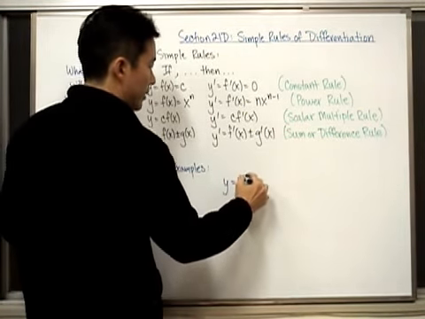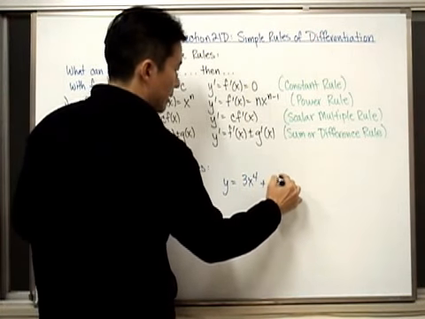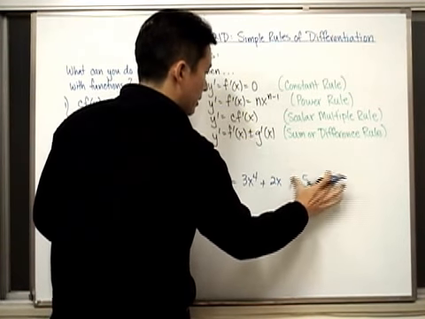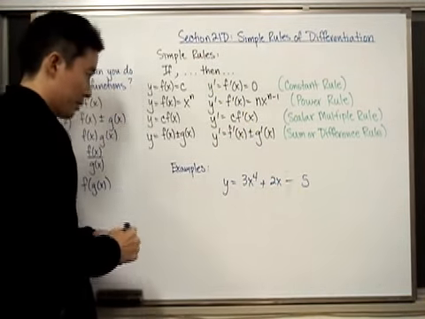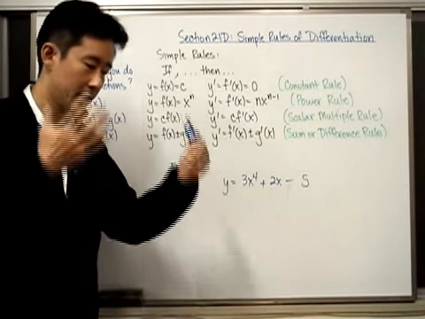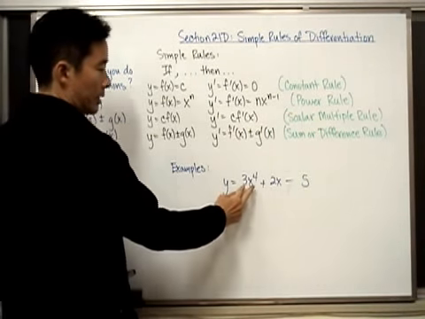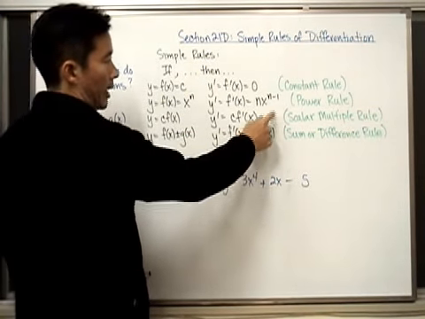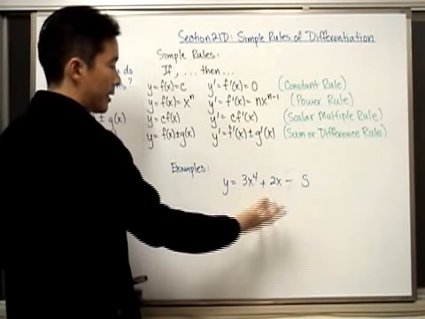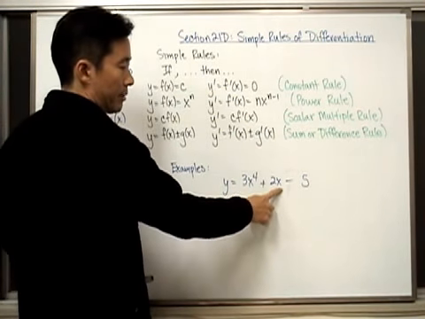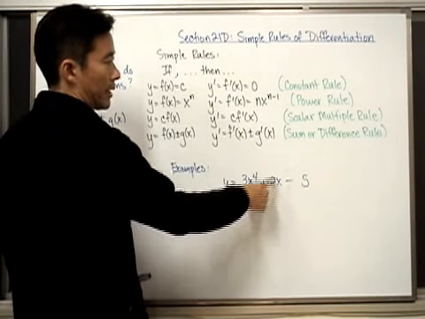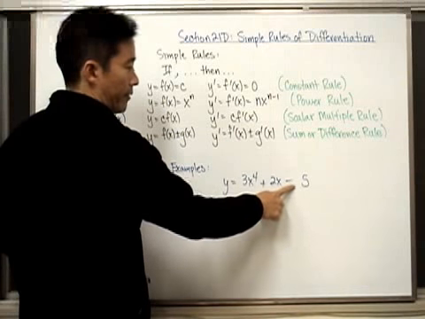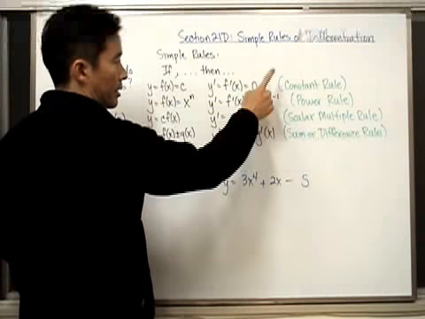So let's just say that this is going to be 3x to the fourth plus 2x to the first plus 5. Let's put a minus in there as well, just to make it a little bit more interesting. So what is the derivative of this? Again, first thing, this is how you should look at this. I need to take a look at the derivative of 3x to the fourth. 3x to the fourth is really the scalar multiple and the power rule together. Then I have to take a look at the derivative of plus 2x. This also is the same thing as the scalar multiple rule and the power rule. Then I have to take a look at the derivative of minus 5. Minus 5 is the constant rule.